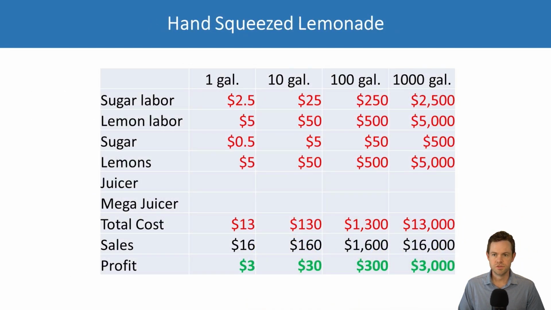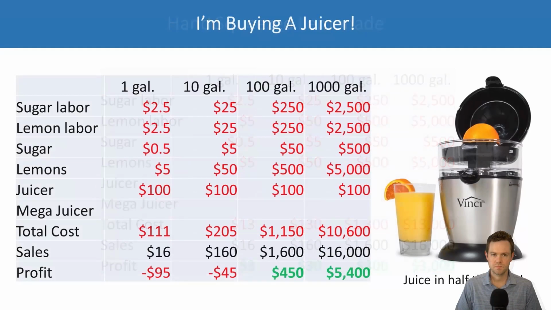So here are those numbers at various scales. We have no benefits as we move up, other than perhaps stronger grip strength from hand squeezing 1,000 gallons of lemonade. Our profit is very linear. So now let's introduce some production equipment technology. The juicer. All right, now with this juicer, it costs $100, but it allows us to squeeze our lemons in half the time. So we're saving on our lemon labor cost.